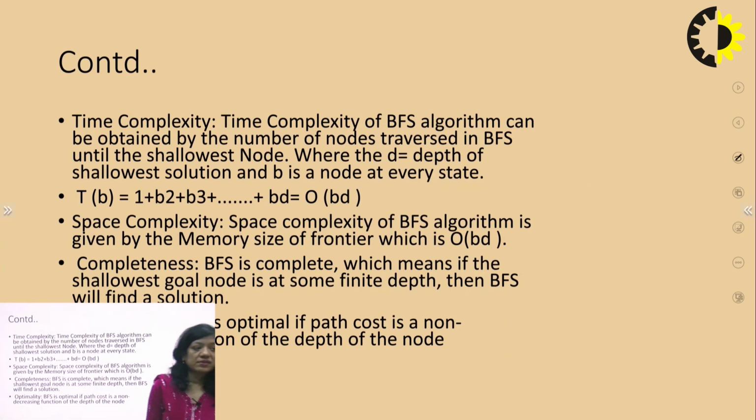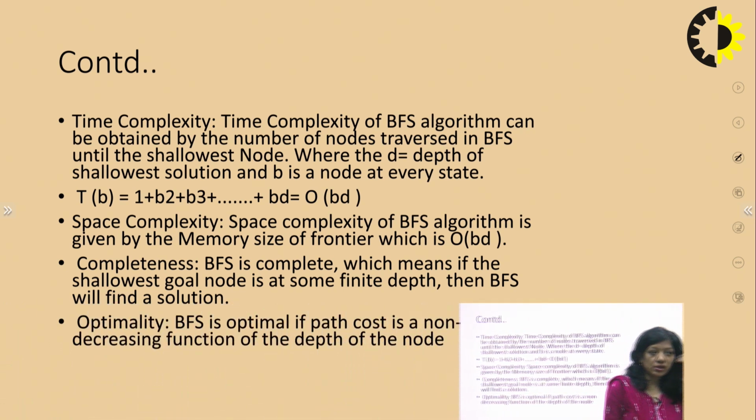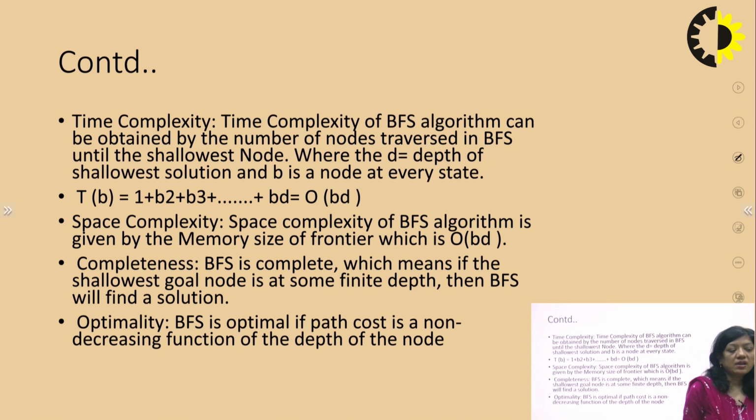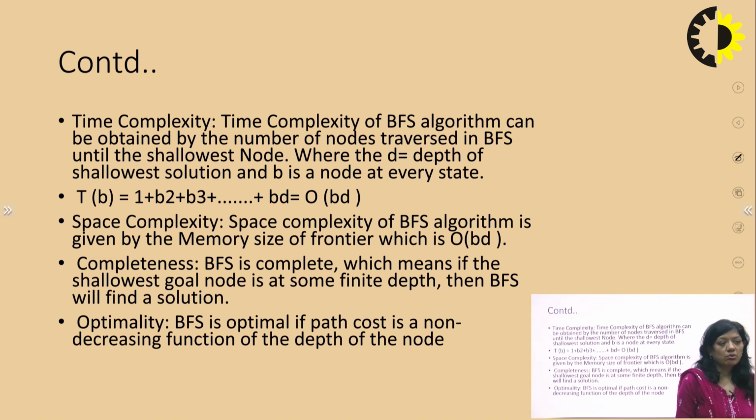The time complexity of the BFS algorithm can be obtained by the number of nodes traversed in BFS until the shallowest node, where d is equal to the depth of the shallowest solution and b is the branching factor, the number of nodes at every state. So, time complexity is equal to 1 plus b plus b squared plus b cubed plus ... plus b to the power d, which is O(b^d).